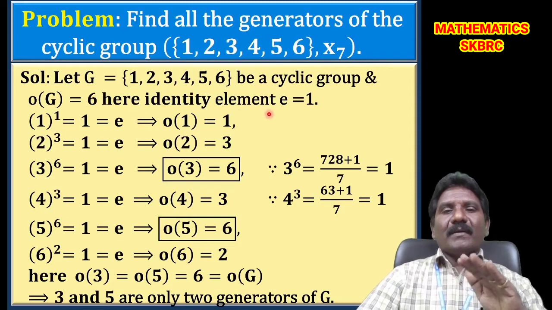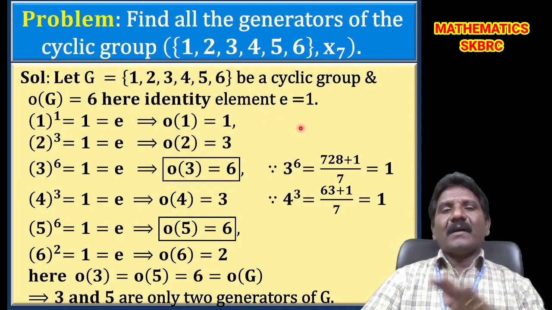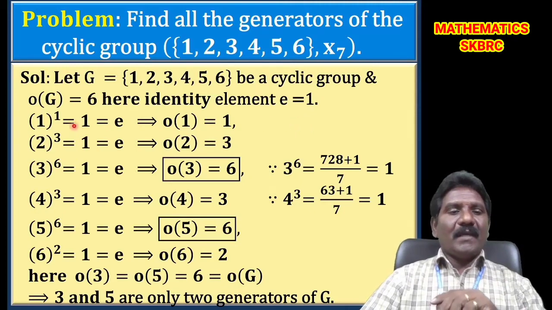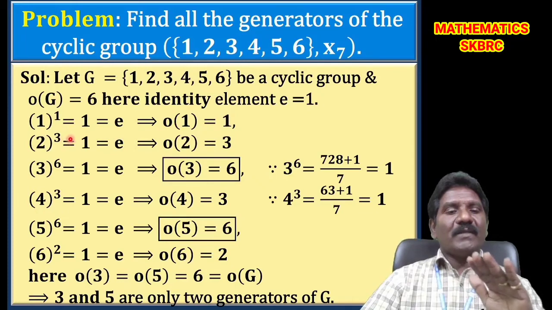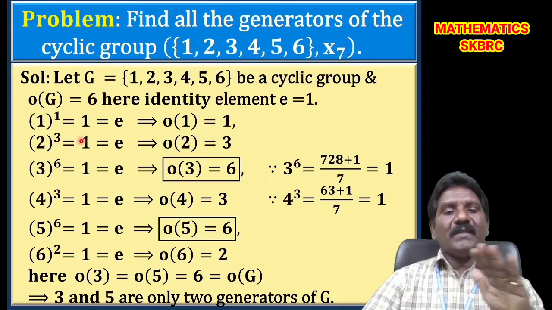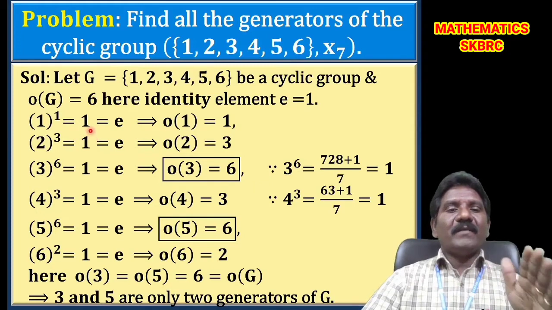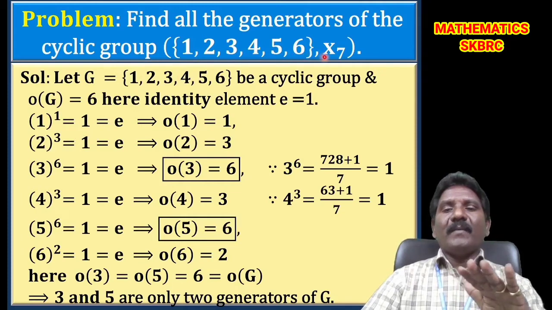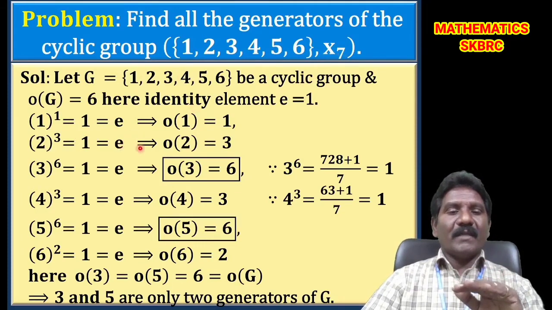We know that a^n = e gives the order of a as n, where n is the least positive integer. Here 1^1 is 1, so the order of 1 is 1, since e is equal to 1. 2^1 is 2, not equal to e. 2^2 is 4, not equal to e. 2^3 is 8, and 8 divided by 7 leaves remainder 1. Since G is a cyclic group under multiplication modulo 7, the order of 2 is 3.